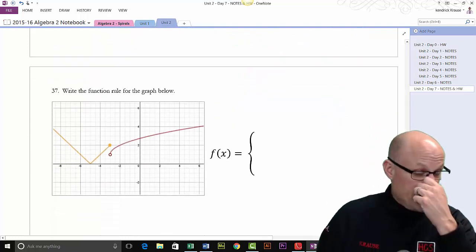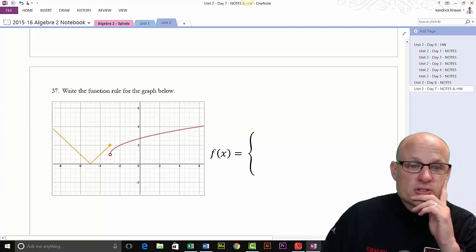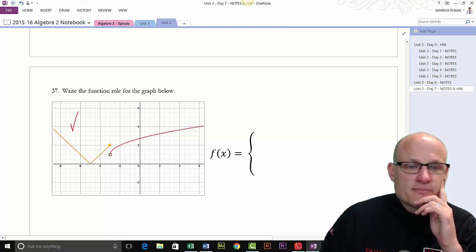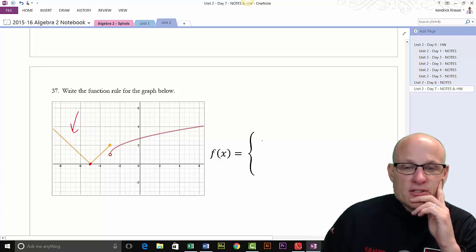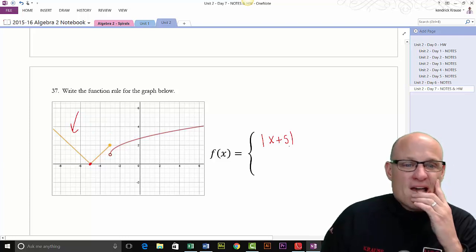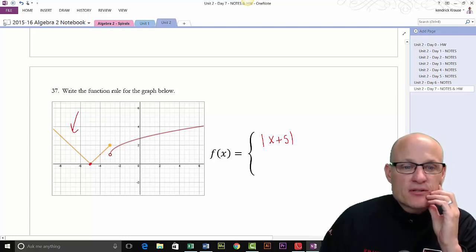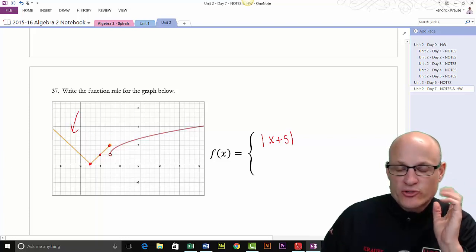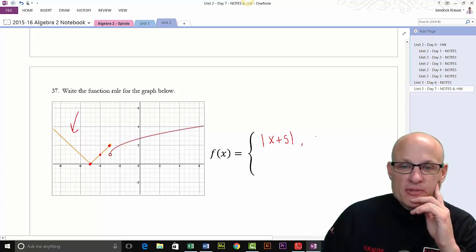Two left. I want to name this equation. So let's see. This is an absolute value over here. The vertex moved 5 units to the left, so it's the absolute value of x plus 5. And it didn't move up at all. Let's see how steep it is. That's 3, 3. So it's moving up 2 over 2, so there's no steepness. But I only go where x is less than or equal to -3.